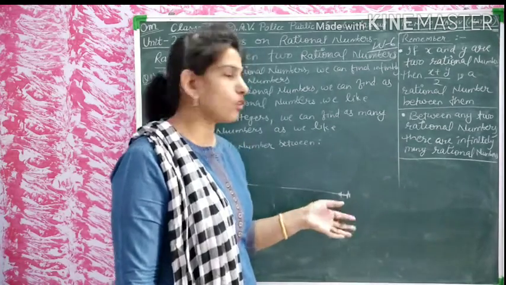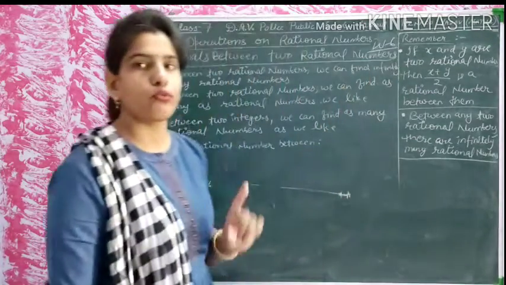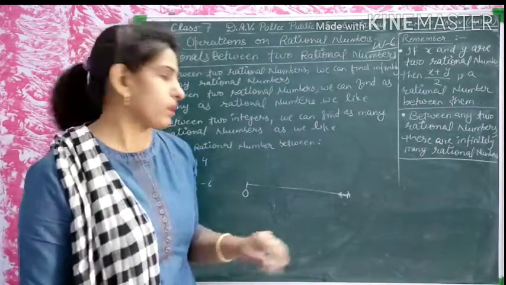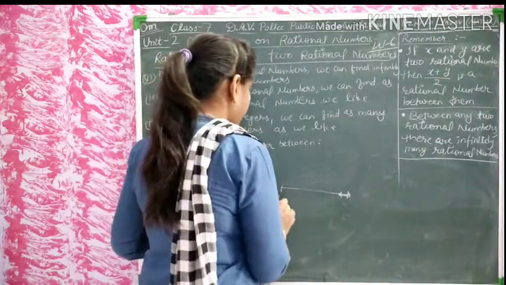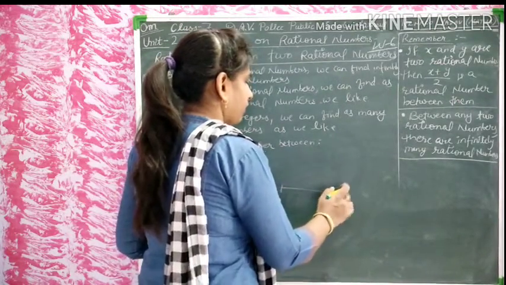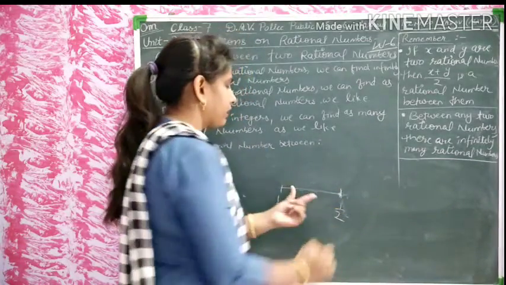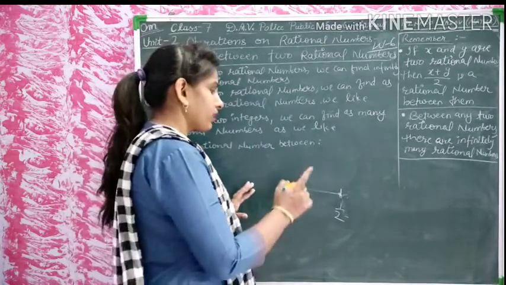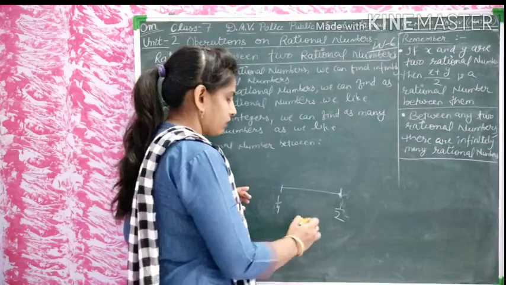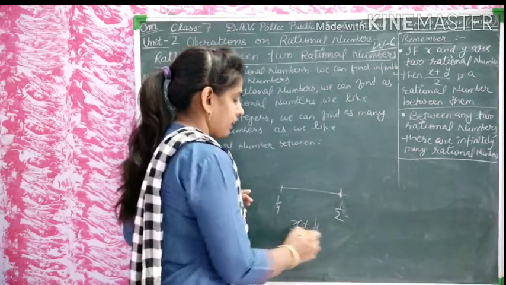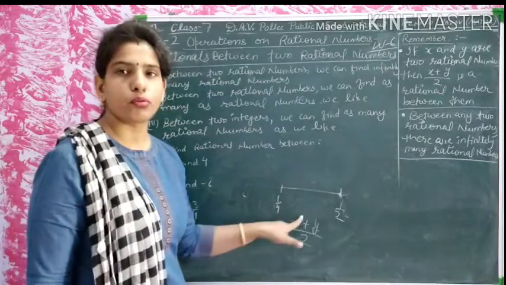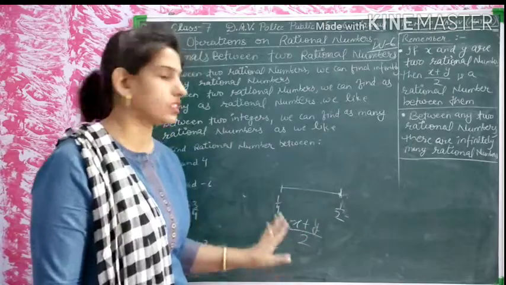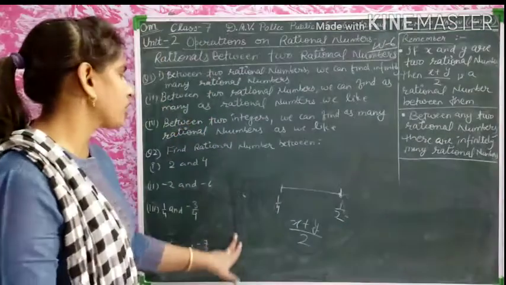Okay students, so we have the definition, and also we have to find the rational number between x and y. Between 1 by 4 and 1 by 2 we have to find one number between these two numbers. Then we will do here, x plus y divided by 2. This will be the formula here to find the rational number between two rational numbers. Is this clear, students?